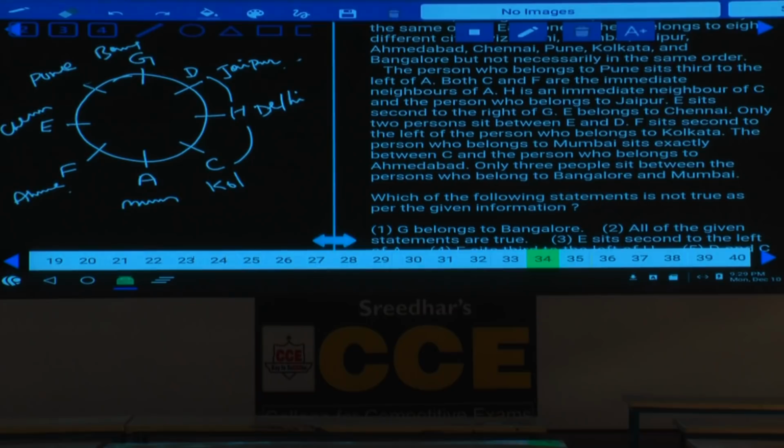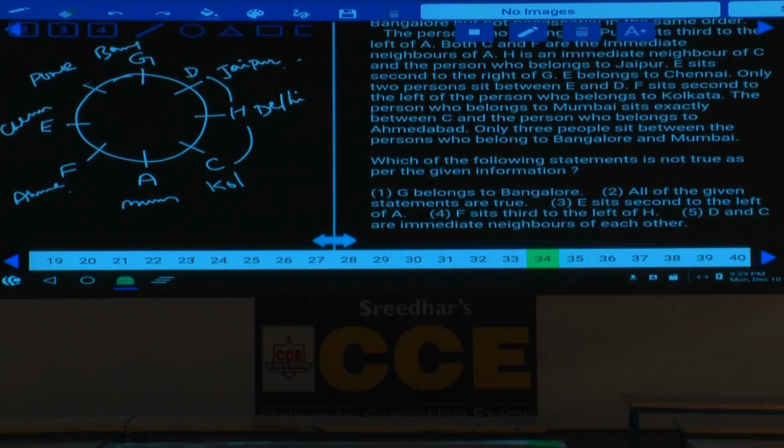Then question number 34. Now in this question number 34, which of the following statements is not true as per the given information? G belongs to Bangalore, true or false? It is true. Now the question is about false. Then what about the next information here? And E sits second to the left of A. E is seated second to the left of A, that is definitely true, choice 3. Now the question is about false. Now this is true, this is true.